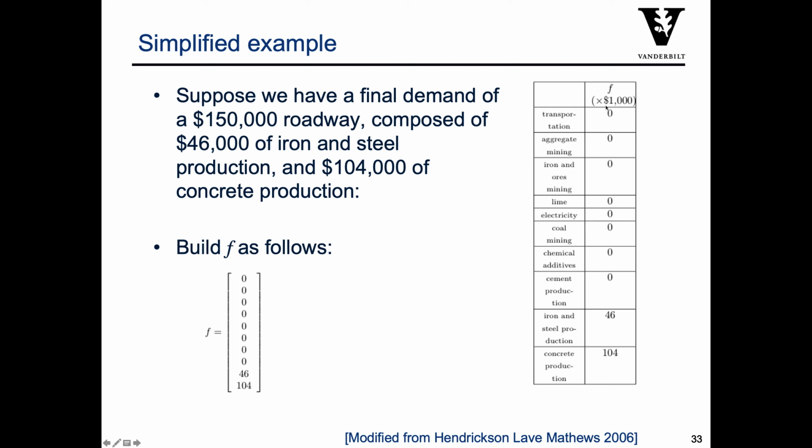It's a simplified example here because we're rounding off a lot of details and we're getting rid of most of the sectors. But we can specify our final demand as this $150,000 roadway, which has nothing from most of the sectors, $46,000 from the iron and steel production sector here, and $104,000 of the concrete production. So this is our final demand vector, okay?